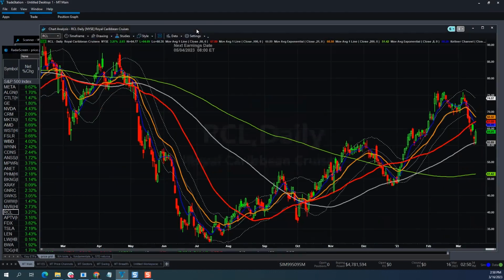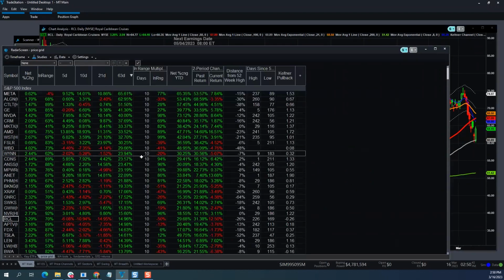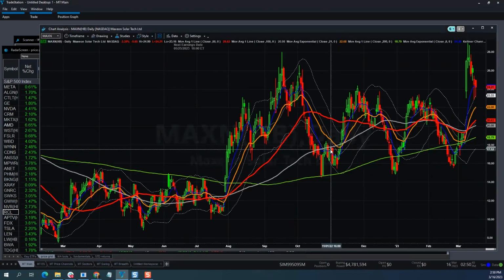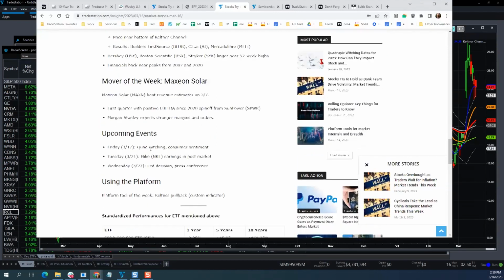I don't know about this one. I don't know about a chart like this. But the key point is this can be done very quickly and very easily. And that's essentially how I found something like MAXN. All right, let's look at some of my other points.